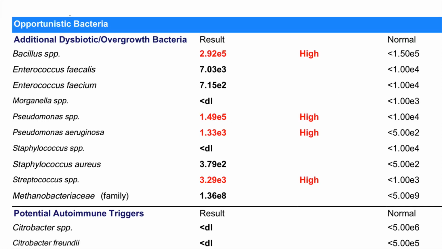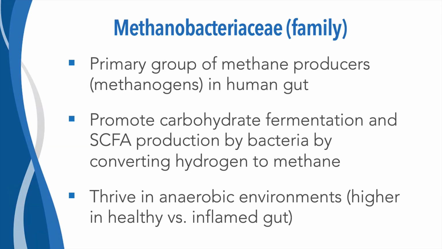All right, so moving on to the third marker that has been added to GMAP. These are the Methanobacteriaceae, and this marker has been added to the opportunistic bacteria section. So a little bit about the Methanobacteriaceae. This is a taxonomic family that's basically the primary group of methane producers in the human gut. And methane producers are otherwise known as Methanogens, and they promote carbohydrate fermentation as well as short-chain fatty acid production by the bacteria in the microbiome by converting the hydrogen that they produce into methane.